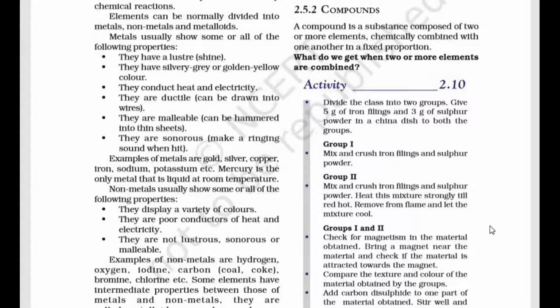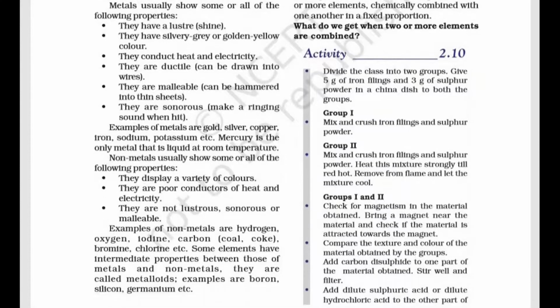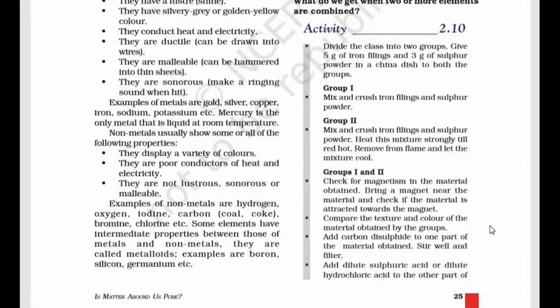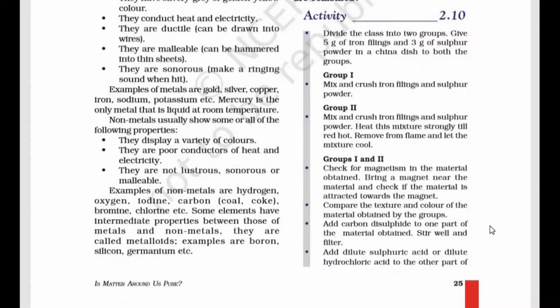C will always be in one part and hydrogen will always be in four parts, so we will always get CH4, right? We can take it by doing an activity, such as dividing the class into two groups. We take some grams of iron filings and some grams of sulfur powder in a china dish, and we divide it into two parts, right?